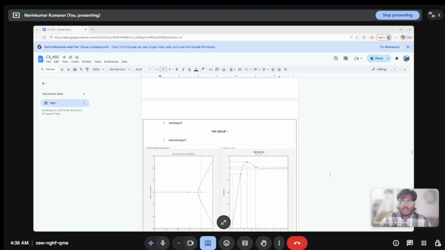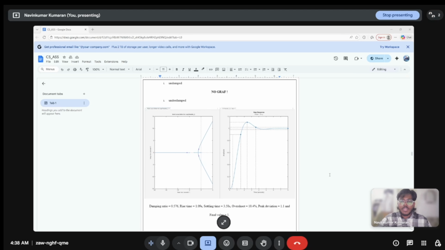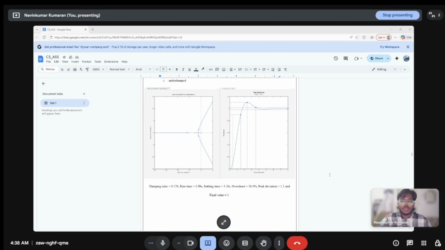Undamped, no graph. And finally underdamped. Damping ratio is 0.576. Rise time 1.09 seconds. Settling time 3.58. Overshoot 10.4%. Peak deviation equals 1.1 and final value equals 1. So no steady state error.